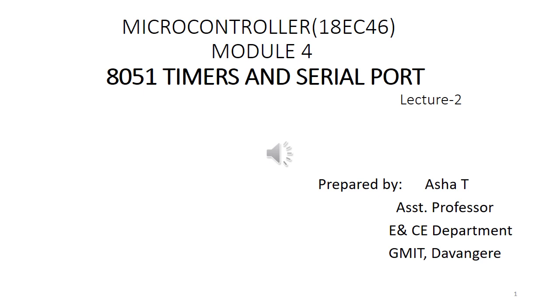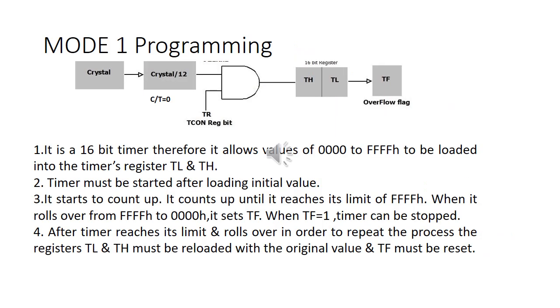We'll start. In the previous class we discussed the introduction to timers and counters, along with the TMOD register and the TCON register. In this class we'll see the modes of programming, that is mode 1 programming along with mode 2 programming. Mode 1 programming is a 16-bit timer programming.